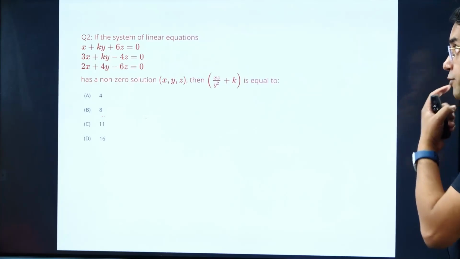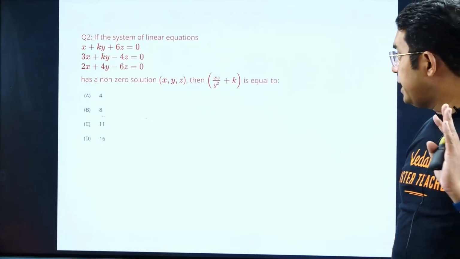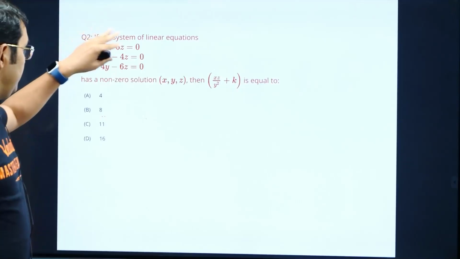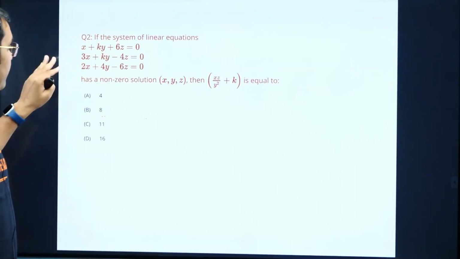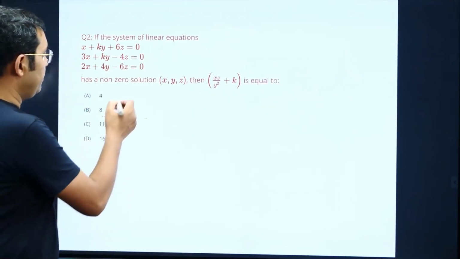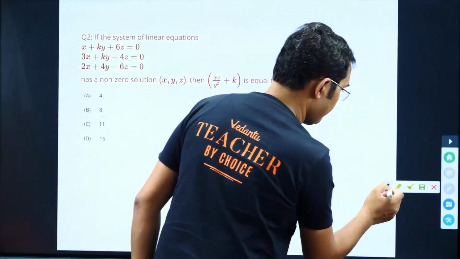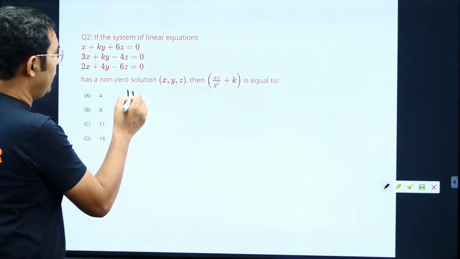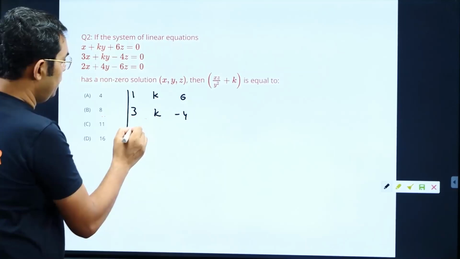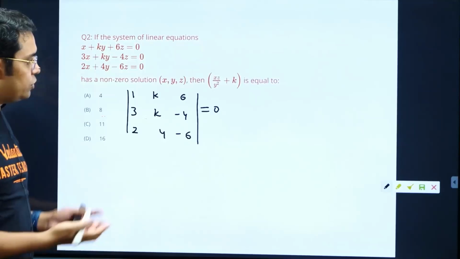Next question is, if the system of linear equations has non-zero solutions x, y, z, then we have to find xz upon y square plus k is equal to. Now we are given homogeneous system of linear equations, and if it is having non-zero solution, this means the determinant made by the coefficients should be equal to 0. That means it should be first row 1, k, 6, then 3, k, minus 4, then 2, 4, minus 6. Now we can use some properties, or without properties also I think it can be done.